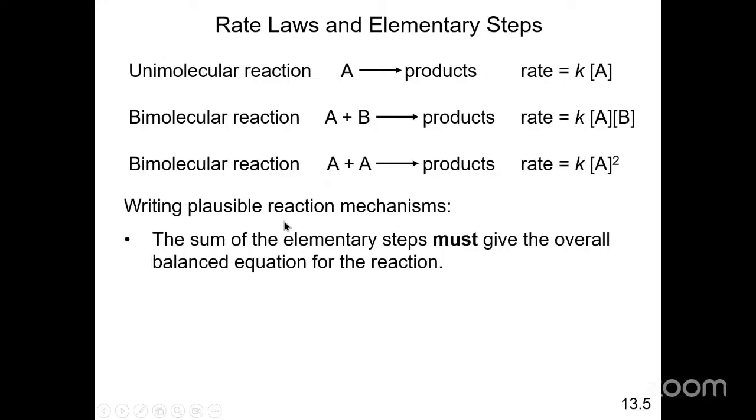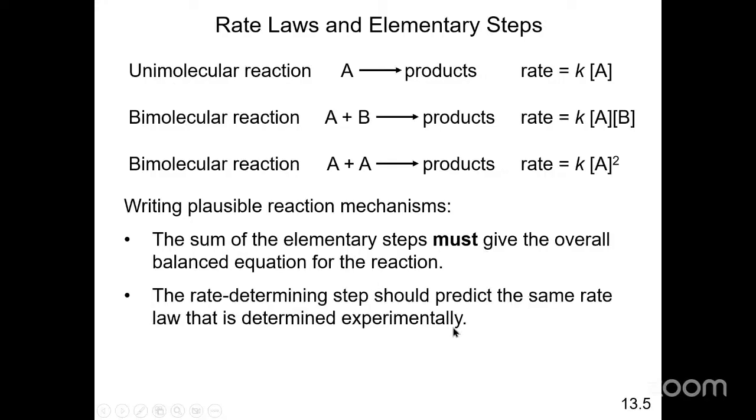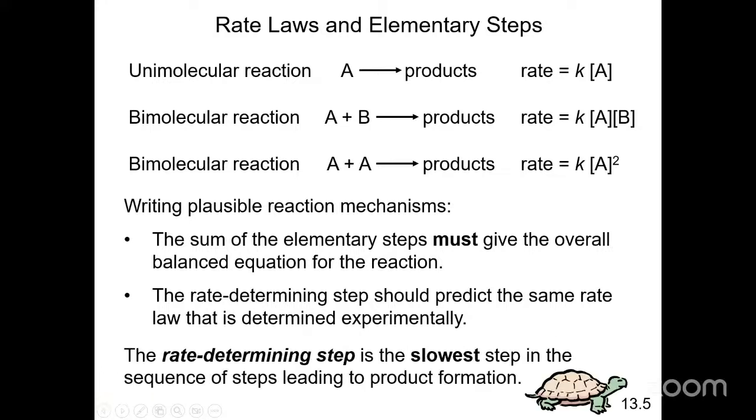Now, when writing plausible reaction mechanisms, as I said before, the sum of the steps must give you the overall equation, right? And here's a term I'm going to introduce to you. The rate determining step should predict the same rate law that is determined experimentally. So the question is, what is the rate determining step? The rate determining step is the slowest of the individual elementary steps for the overall reaction, right?